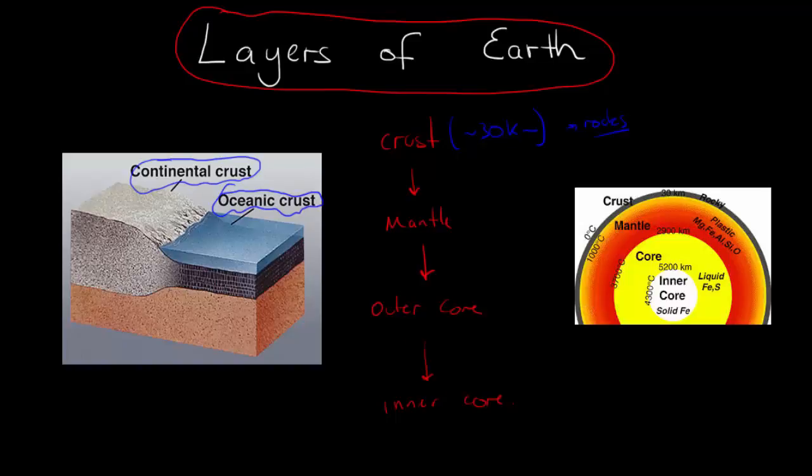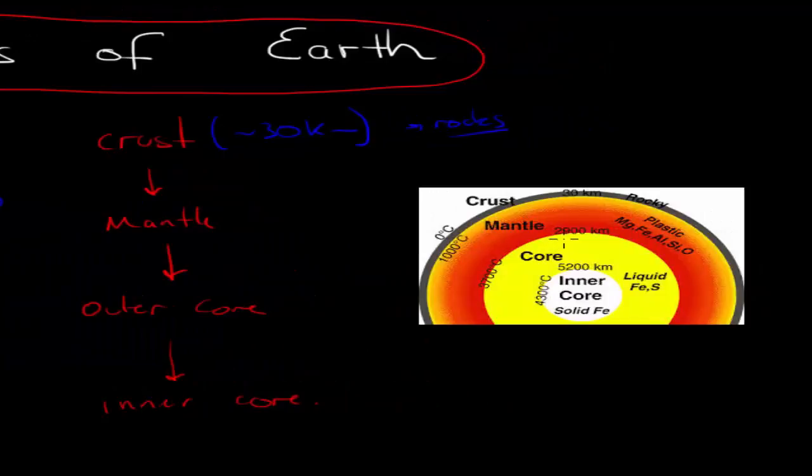Next in line is the mantle. And the mantle, it says right here, is about 2,900 kilometers thick. So again, much thicker than the crust. The crust is like your skin, a very thin layer. Next comes the mantle, which is much thicker. And the majority of the mass of your Earth is actually in the mantle itself.